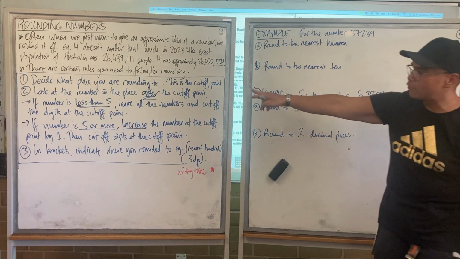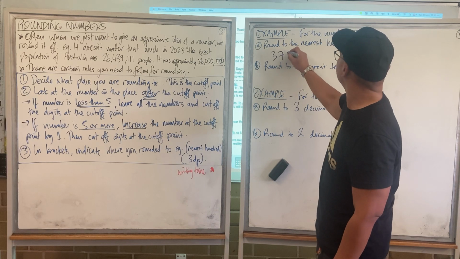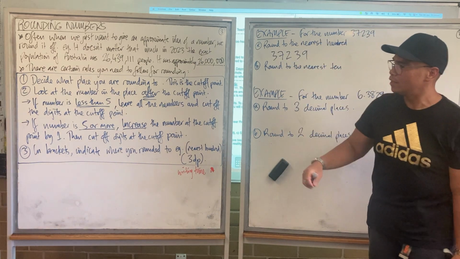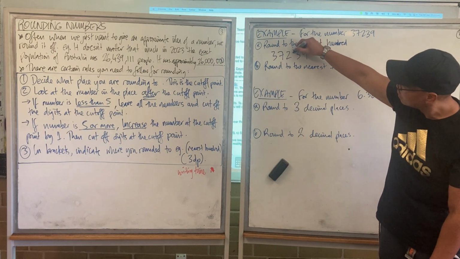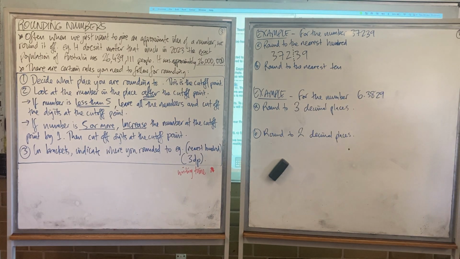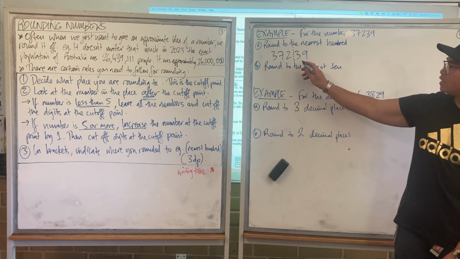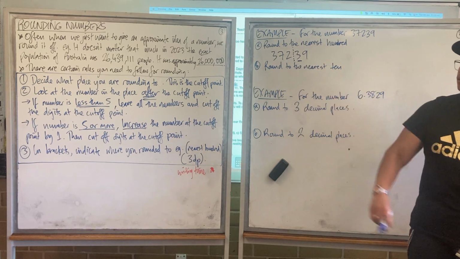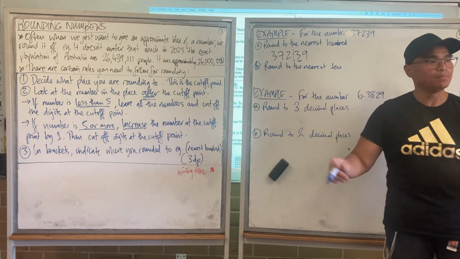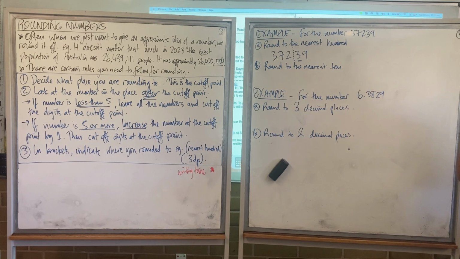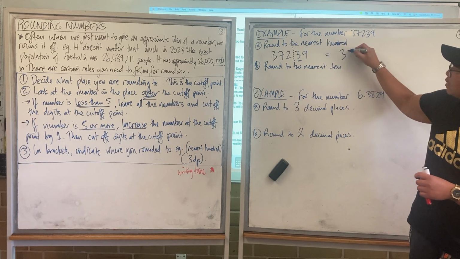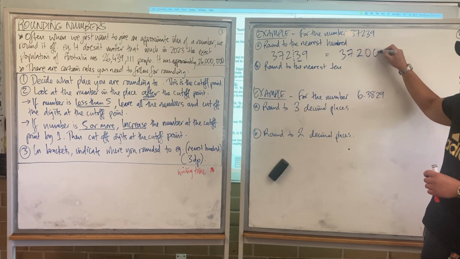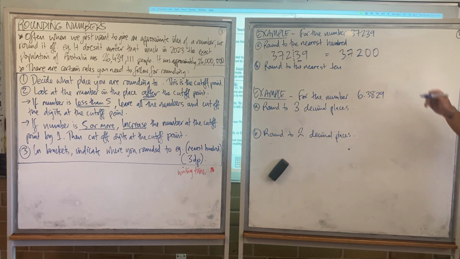Okay? So let's follow the rules. 3, 7, 2, 3, 9. Decide what place you're rounding to. This is the cutoff point. So I'm cutting off there. Look at the number in the place after the cutoff point. So after it is 3. If the number is less than 5, leave all the numbers alone and cut off the digits at the cutoff point. So this is going to be 3, 7, 2, and then I chuck my zeros in. And then in brackets, what do I write? Nearest 100.